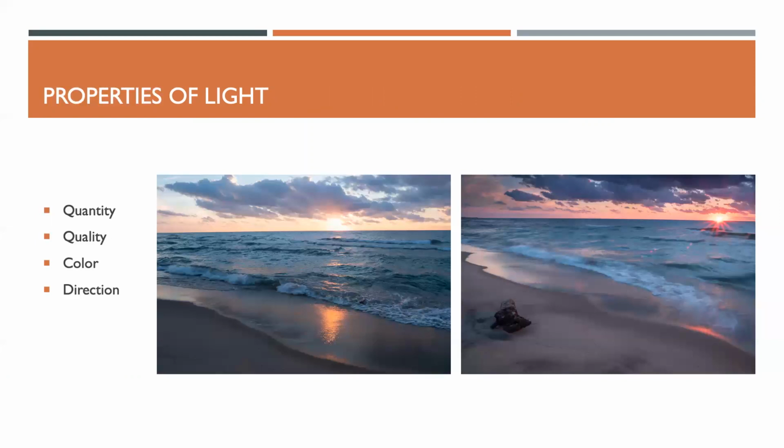So that's it for today. We talked about the properties of light, both quantity, quality, color, and direction. And as you look at the examples here on the screen, just by being patient and waiting for the sun to drop a little bit more can give you a much better image as well. Better when it comes to the quality, the quantity, and the color in particular.